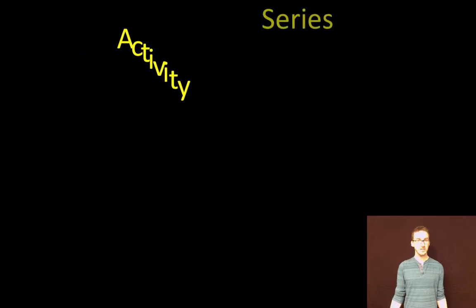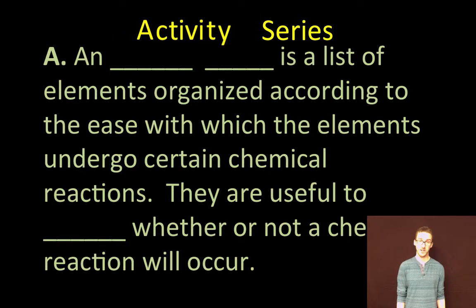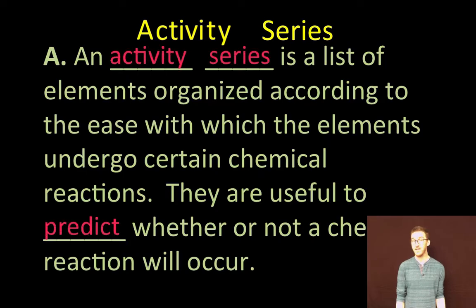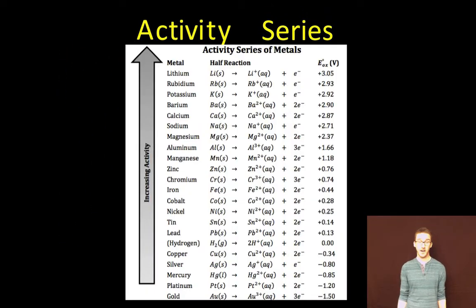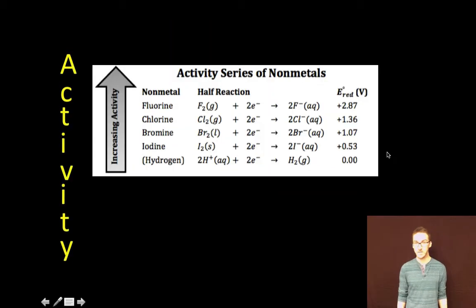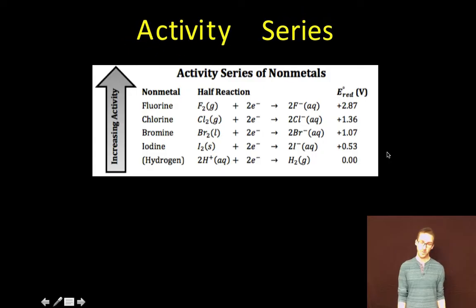Alright, so first thing first, what the heck is an activity series? It's just a list of elements that are organized according to the ease with which those elements undergo certain chemical reactions. And it's really useful to help us predict whether or not a chemical reaction will occur. So here's an example of an activity series of metals. We're just organizing the metals in terms of reactivity. And here's another activity series for the nonmetals. Again, just a list to help us recognize the ease with which these elements will undergo certain chemical reactions.